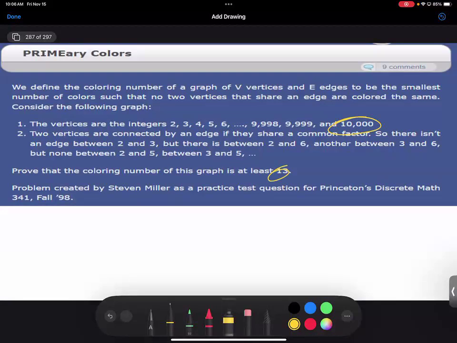13. So the real question is, with 10,000, I have 13. How would the 13 change if I change the 10,000? Can you think of any relationships between 13 and 10,000? We're trying to find at least 13 vertices that are all connected. Any thoughts?